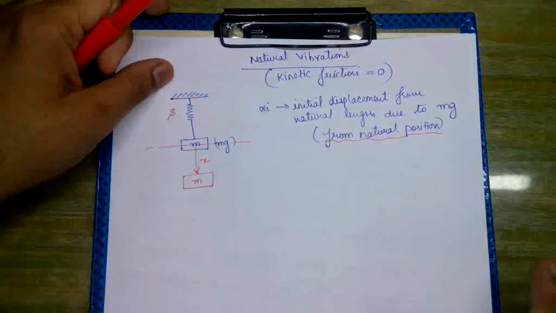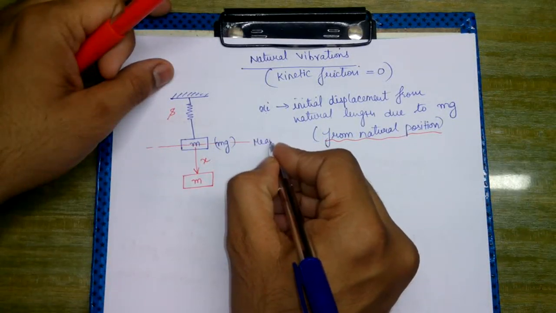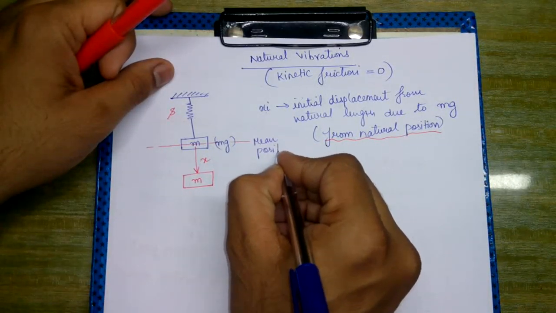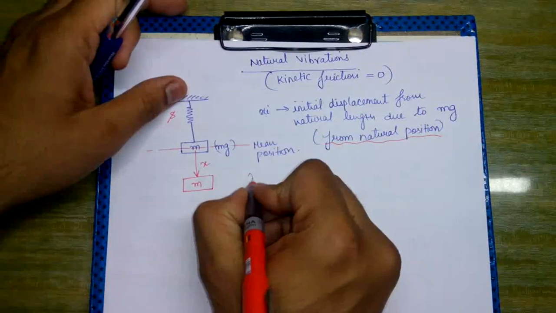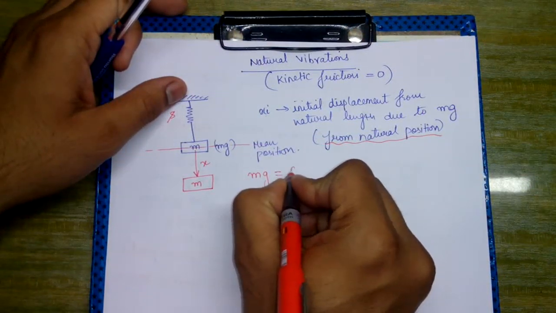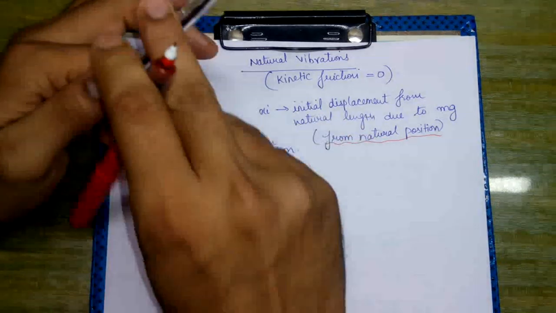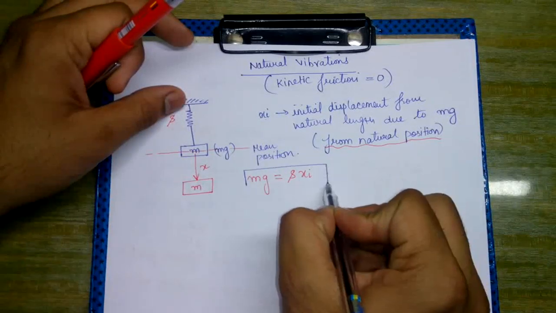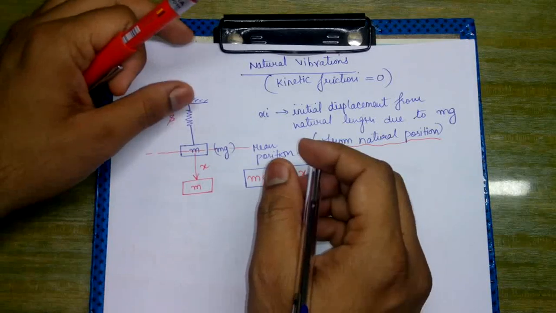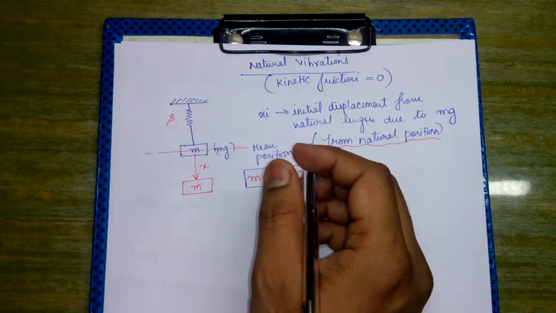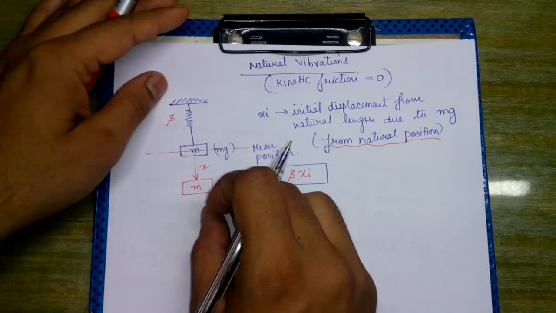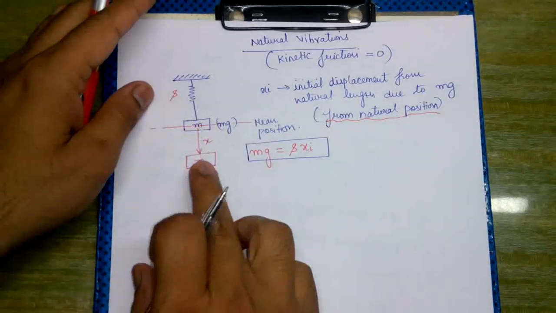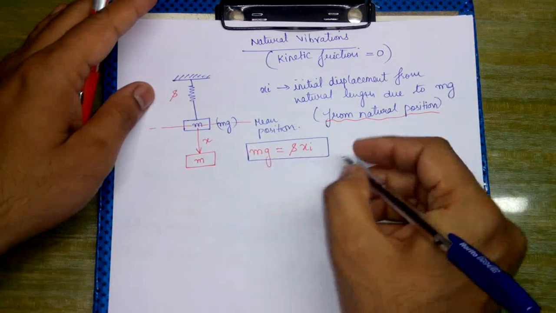Okay, so this is actually the mean position. If we write down the equation for equilibrium, we will get mg is equal to s into xi. This would be the equation for equilibrium. Now, a disturbance is created in the downward direction.